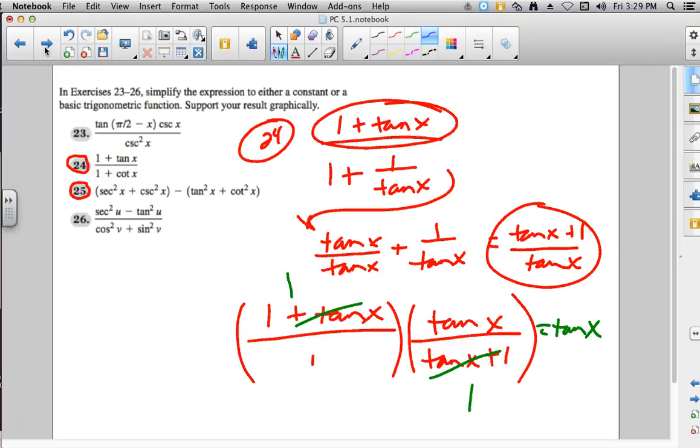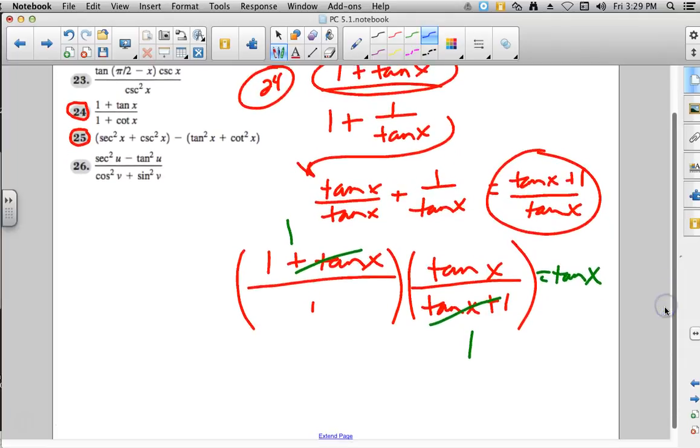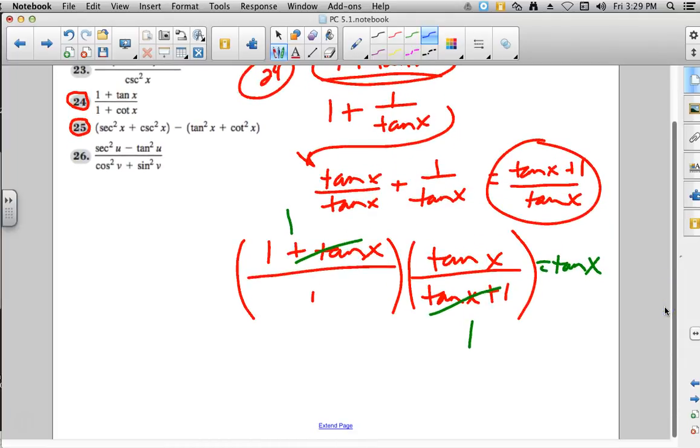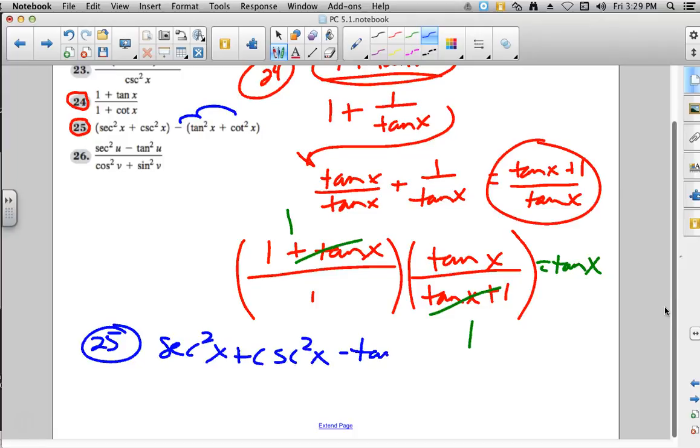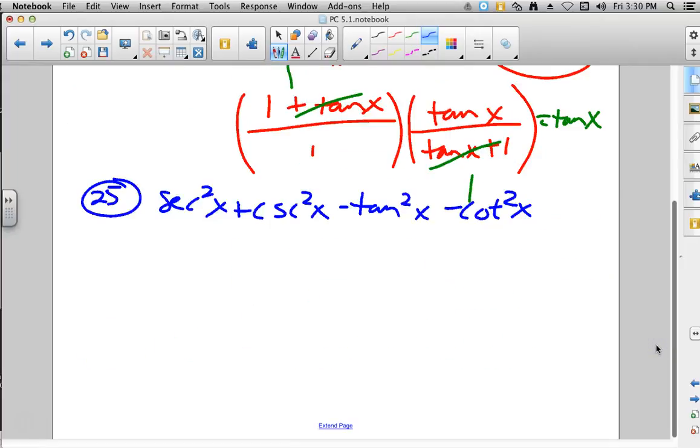Number 25. First thing to do with number 25 is let's go ahead and distribute that negative through these parentheses. So secant squared x plus cosecant squared x minus tangent squared x minus cotangent squared x. That's a very good place to start.